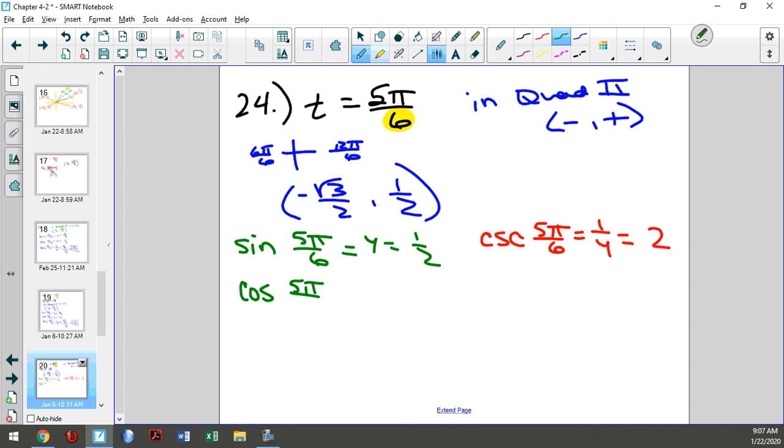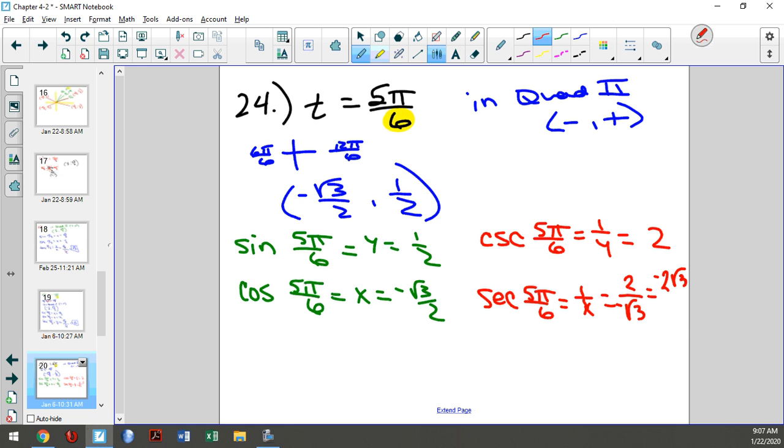So next, let's go ahead and do the cosine. The cosine of 5 pi over 6 is going to be your x value, which is negative square root of 3 over 2. So what is its inverse trig function? What is the opposite of cosine? Secant. So the secant of 5 pi over 6 is going to be 1 over x, which is the reciprocal of this, which is going to be 2 over negative square root of 3. Do I like that? So you have to rationalize that. So this is going to be negative 2 square root of 3 over 3. Yes?